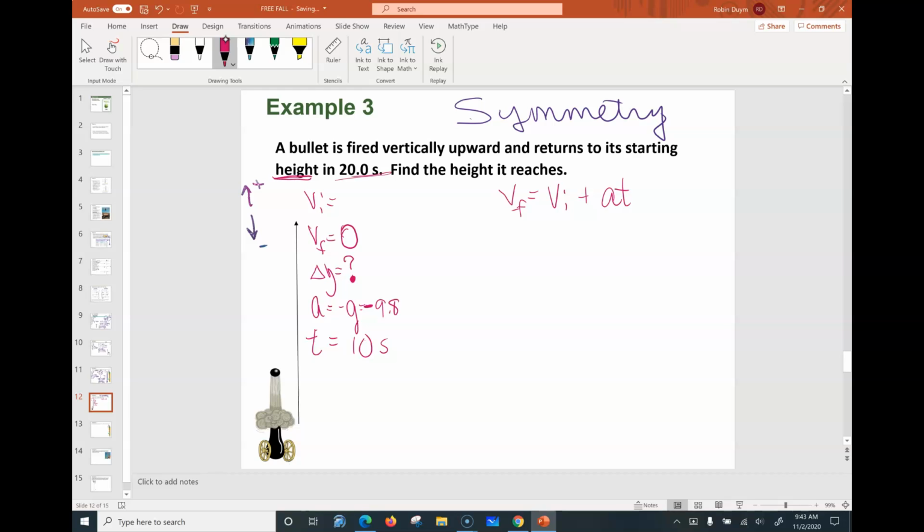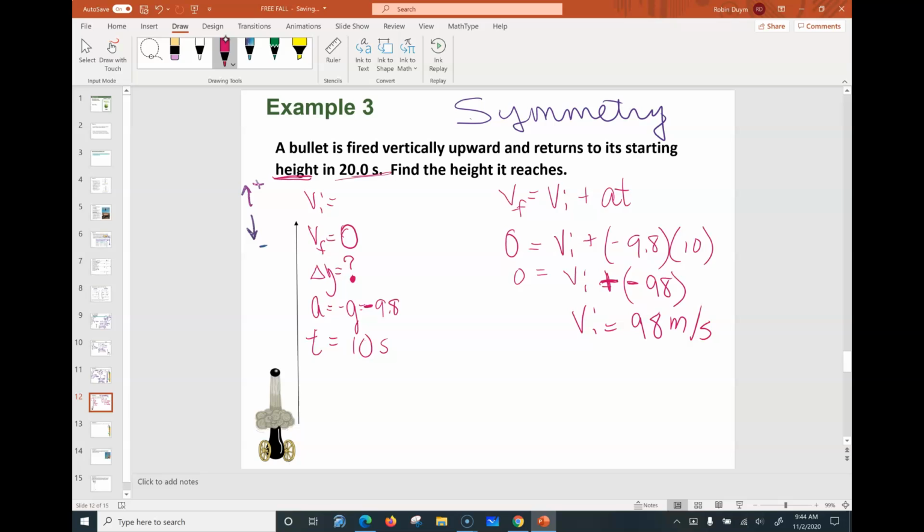Alright, so I'm going to choose this one because it does look like the most simple. My final velocity is 0. I want to find my initial velocity. I know this is always negative 9.8, and I know that it took 10 seconds to get up to the top. So if you go through and you do this math, we find out that our initial velocity is 98 meters per second. And that's going to be positive because it's going upward.